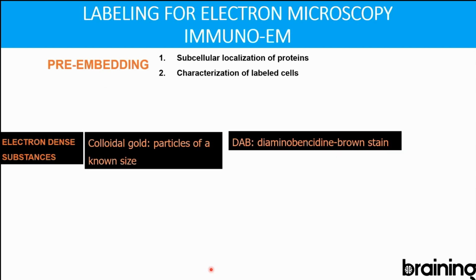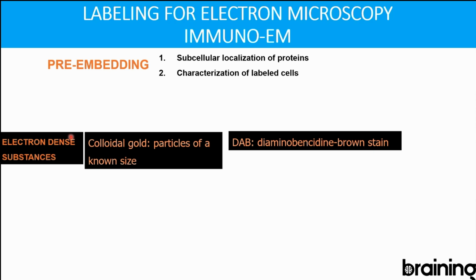I'm going to show you some of these results using one or another technique: the pre-embedding, the post-embedding, and the pros and cons of using one or another. Okay, so with the pre-embedding, what we're going to get is a nice subcellular localization of proteins, because we're going to be able to localize where those proteins are at the subcellular level. And also, it's going to be useful to characterize these labeled cells. Like, we're going to see which kind of cell we are looking at, if it's a neuron or an astrocyte, or maybe an axon or something like that.